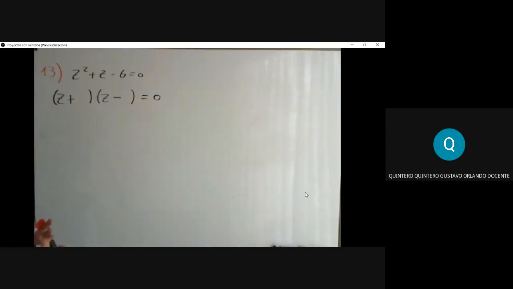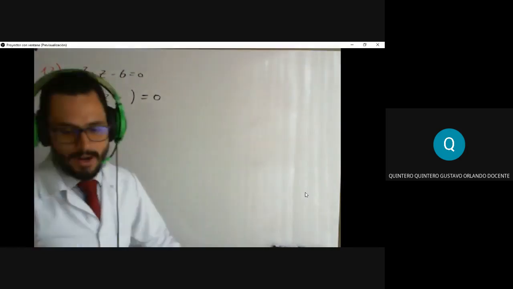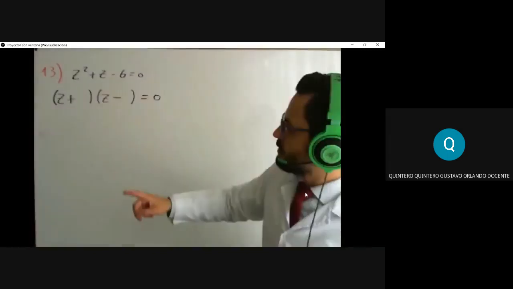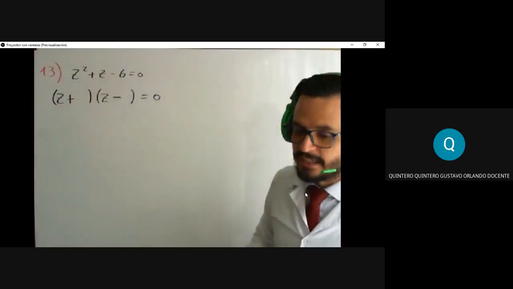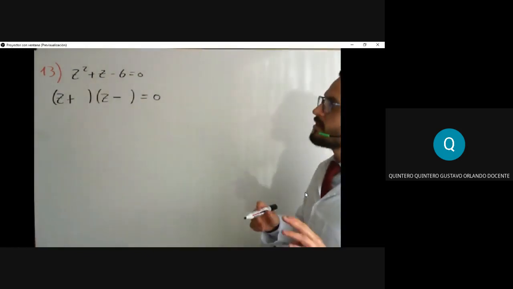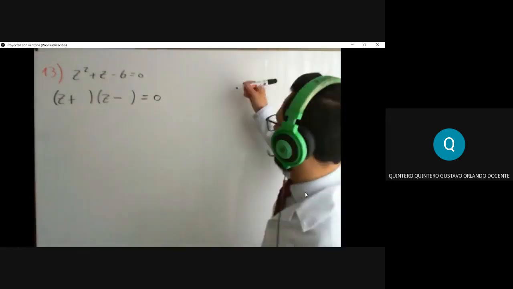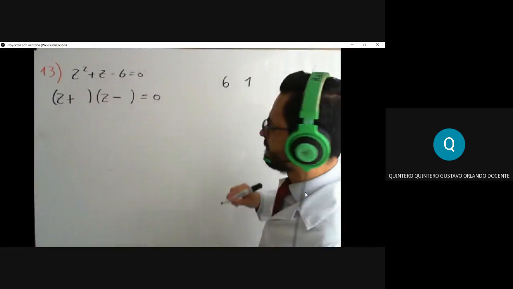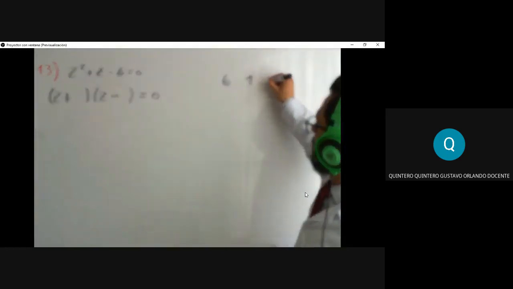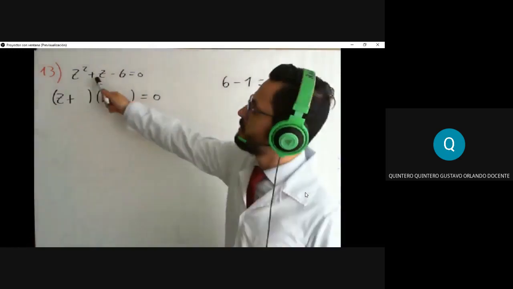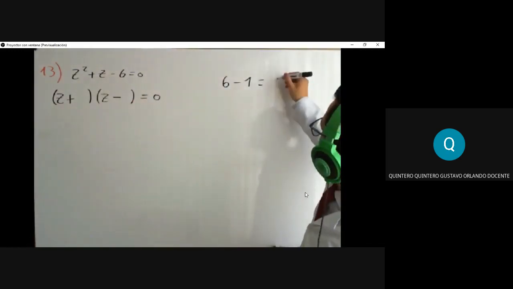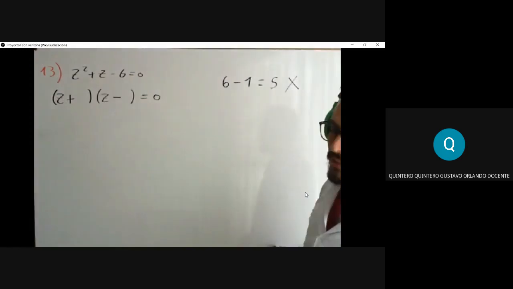And now you want to think of two numbers that when you multiply them, the solution is 6. And when you add them, the solution is 1. But since one of them is positive and the other is negative, we're talking about subtraction here. We're not talking about addition. We want two numbers that when we multiply them, for example, 6 and 1, 6 by 1 is 6. But when we subtract them, the solution has to be 1. So 6 minus 1 is 5. It doesn't work. These two numbers, 6 and 1, don't work.